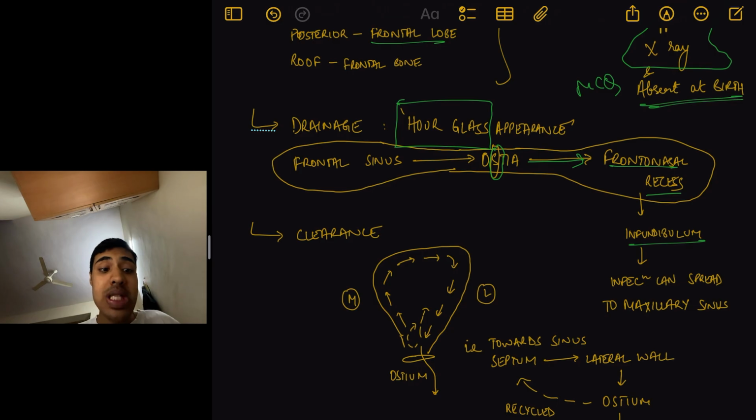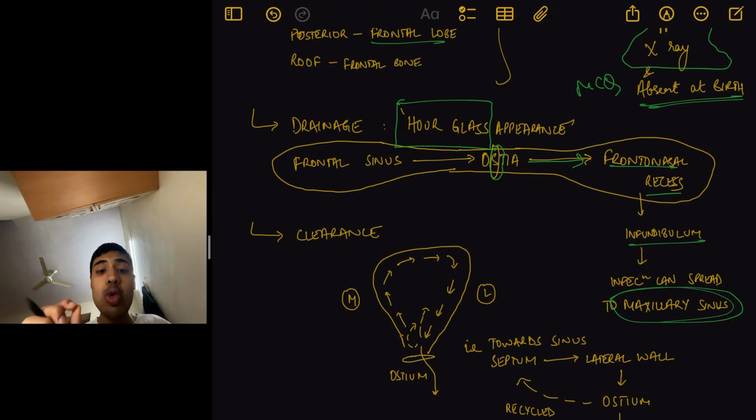Now, what else opens into the infundibulum? The maxillary sinus. So, in frontal sinusitis infection, infected secretions are drained into the infundibulum, where you also have the ostium of the maxillary sinus. Frontal sinusitis can commonly spread to the maxillary sinus, causing maxillary sinusitis.